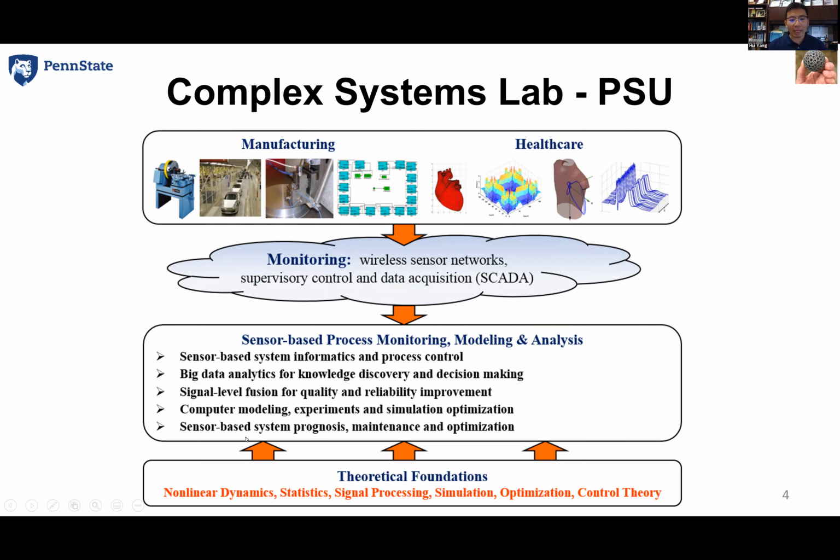On the reliability side, of course, you can use the model to do prognosis, maintenance, and optimization. The theoretical foundation is that I focus on nonlinear dynamics. This is something a little different from the majority of researchers in the IE field. I focus on nonlinear dynamic system theory, statistics, signal processing, simulation, optimization, and control theory. Those are the theoretical foundations to support sensor-based modeling and optimization.